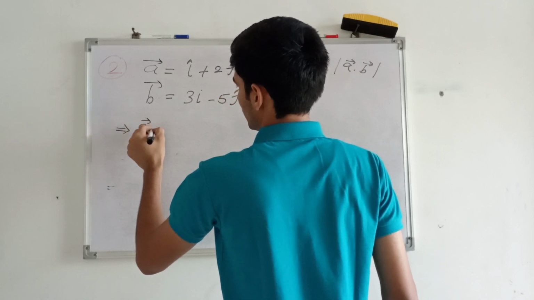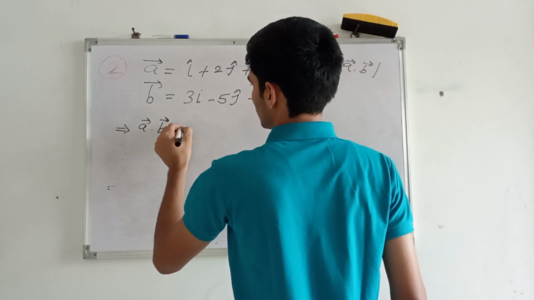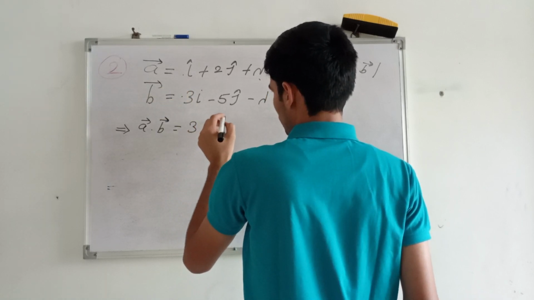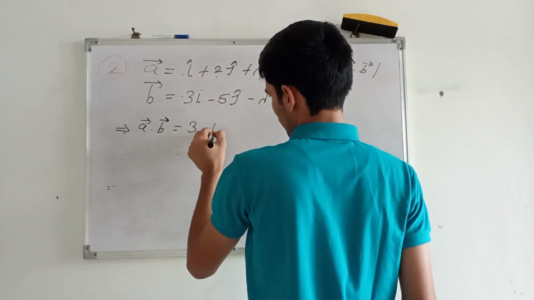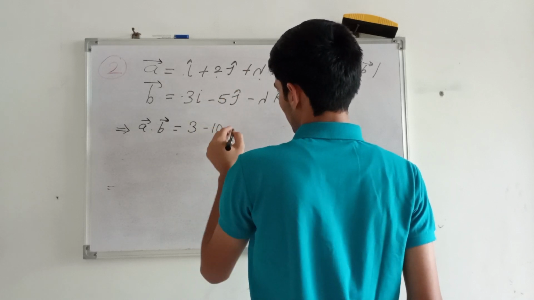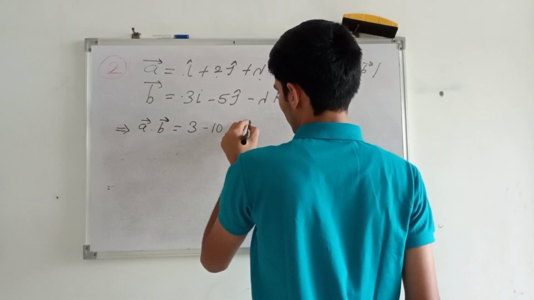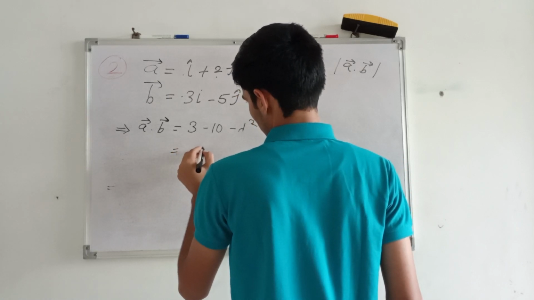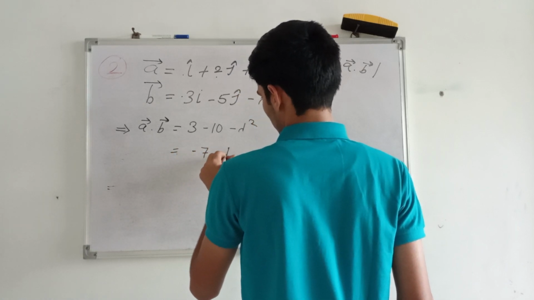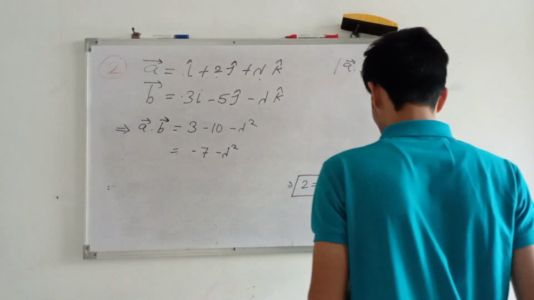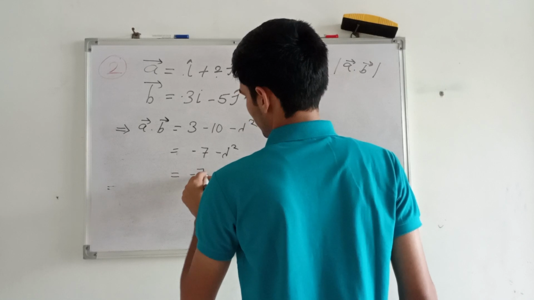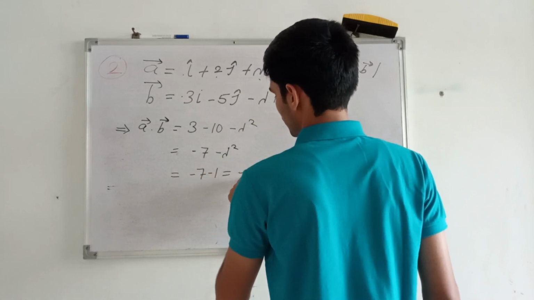A vector dot B vector is equal to 1 into 3 will be 3, 2 into minus 5 will be minus 10, plus lambda into minus lambda will be minus lambda square, which will become minus 7 minus lambda square. What is lambda square? Lambda square is 1. We get minus 7 minus 1 is equal to minus 8.